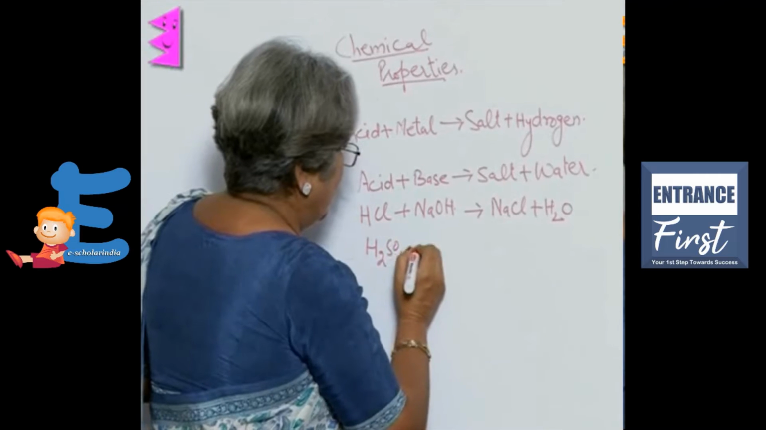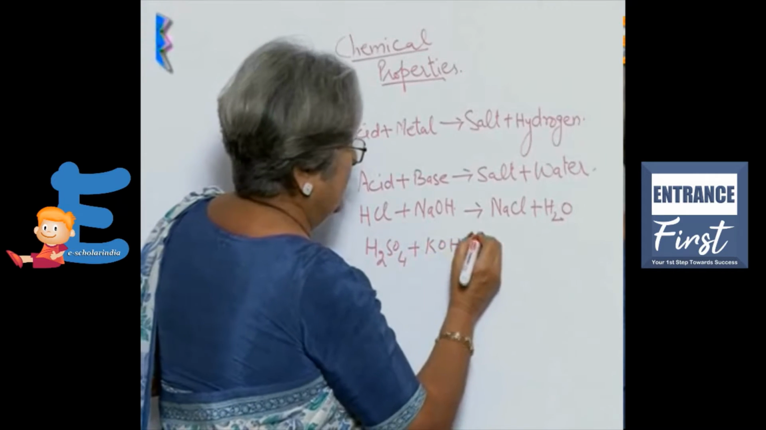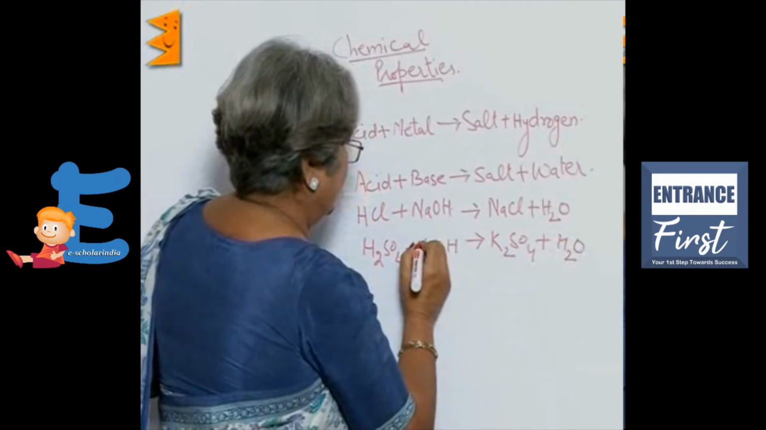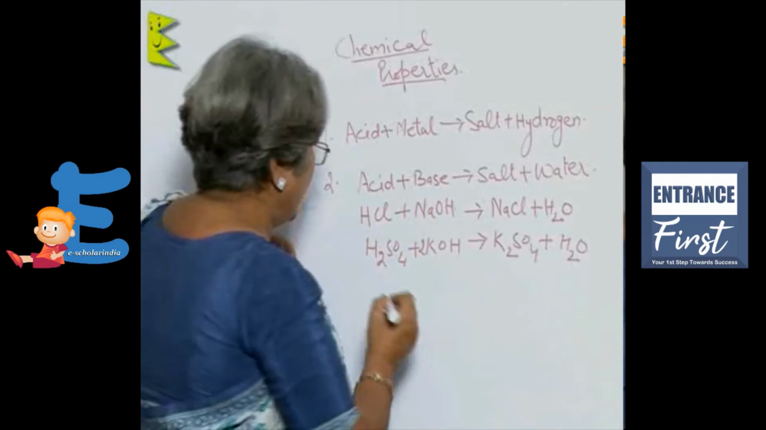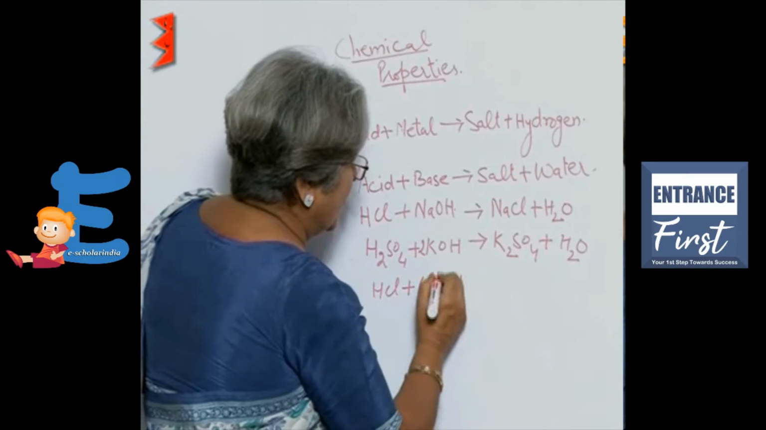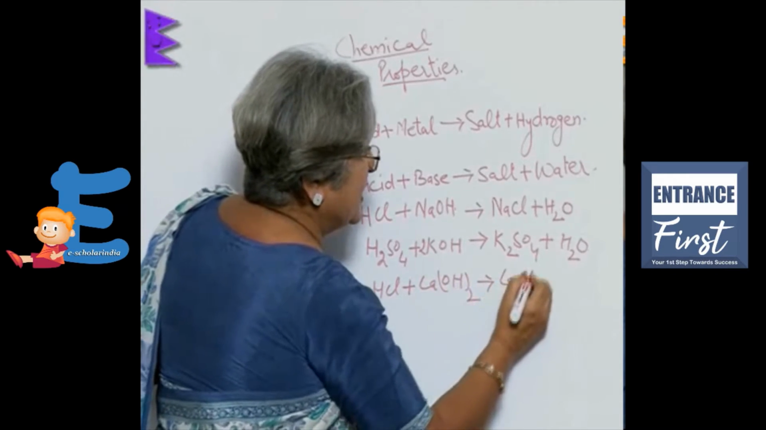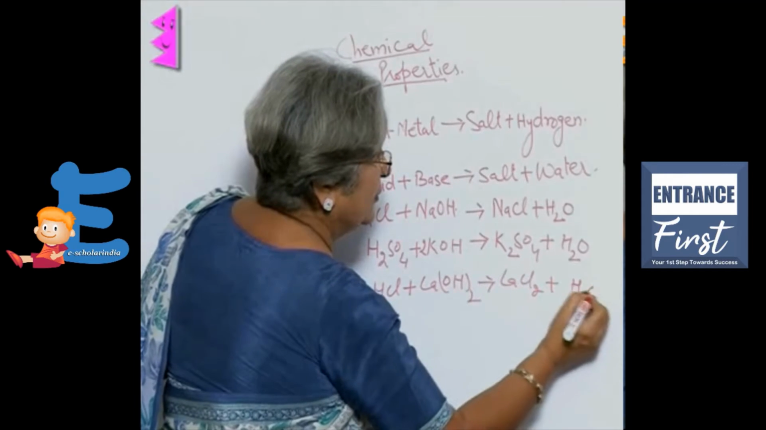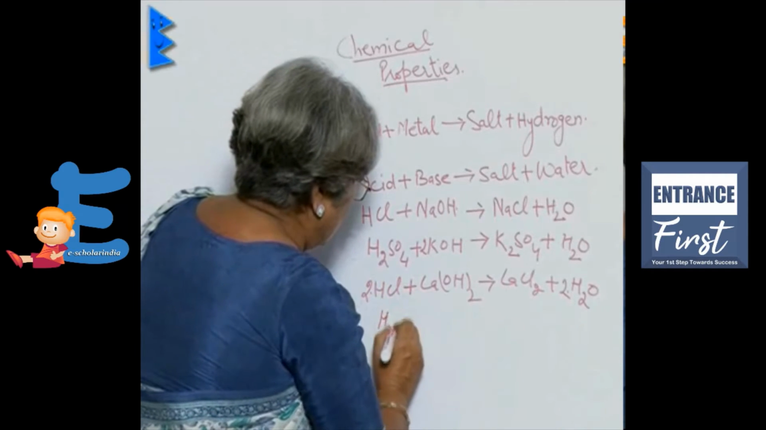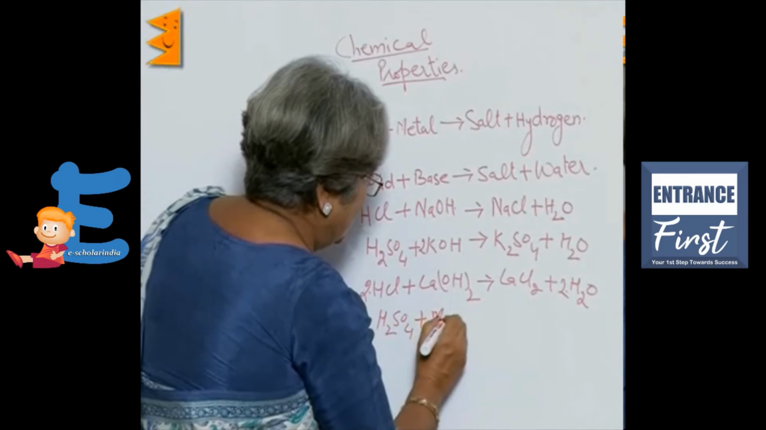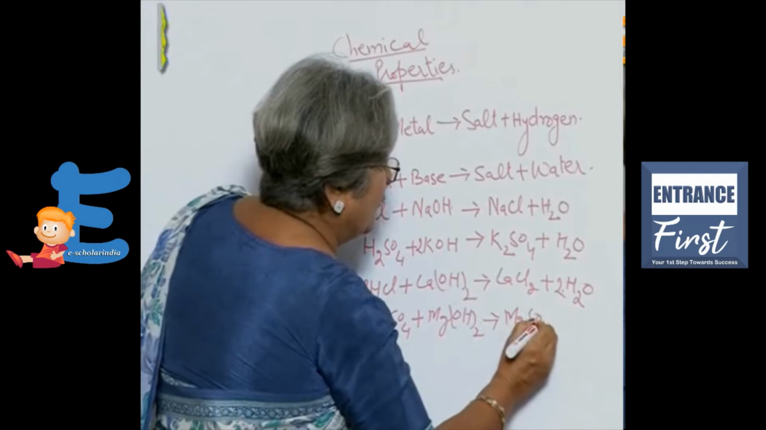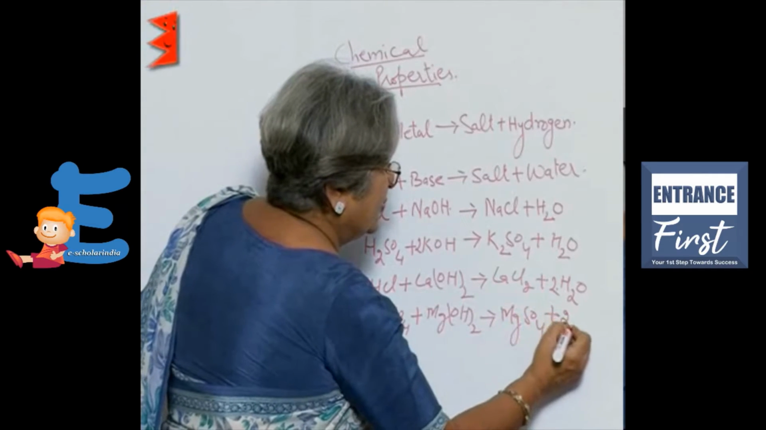H2SO4 plus KOH gives K2SO4 plus water. Let's do more equations. HCl plus Ca(OH)2 gives us CaCl2 plus H2O. H2SO4 plus Mg(OH)2 give us MgSO4 plus 2H2O.